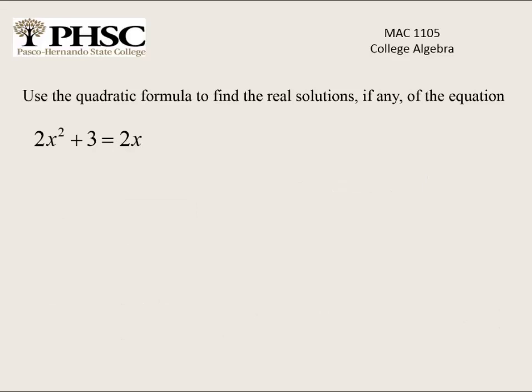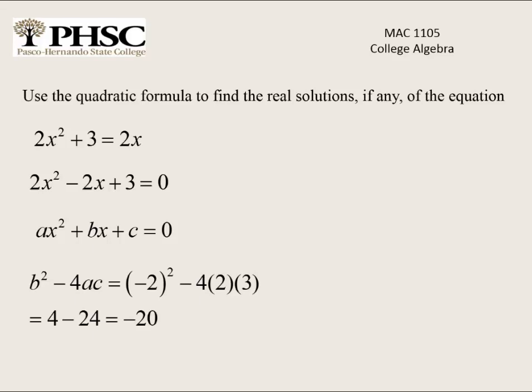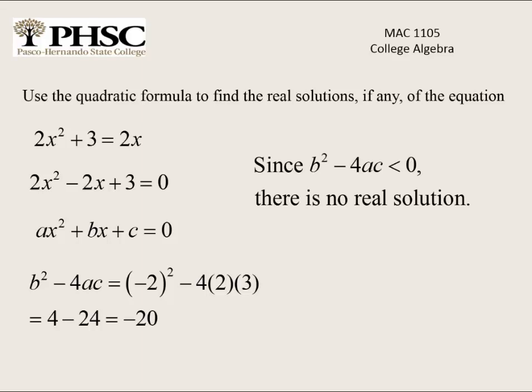So here we have another example: 2x squared plus 3 equals 2x. The first thing I'm going to do is move everything to the left side. Then I have my a, my b, and my c. My discriminant is equal to negative 20, so b squared minus 4ac is equal to negative 20. Since it's less than 0, there are no real solutions. I can move on to the next example.